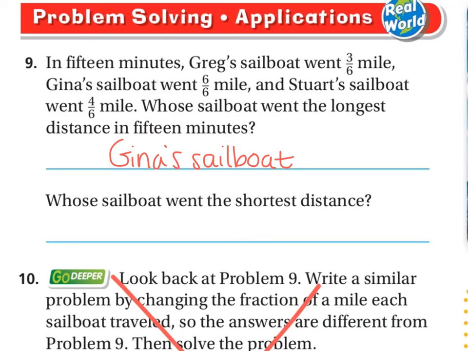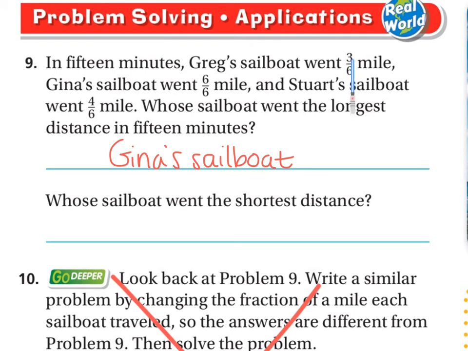The answer to number 9 is Gina's sailboat. Jump ahead now if you had that. Let's take a closer look. The question asks for the longest distance. That means we want the largest fraction. So whenever I look at my 3 fractions, I notice that all 3 have the same denominator. When fractions have the same denominator, we look up at the numerator. The greater the numerator, the greater the fraction.